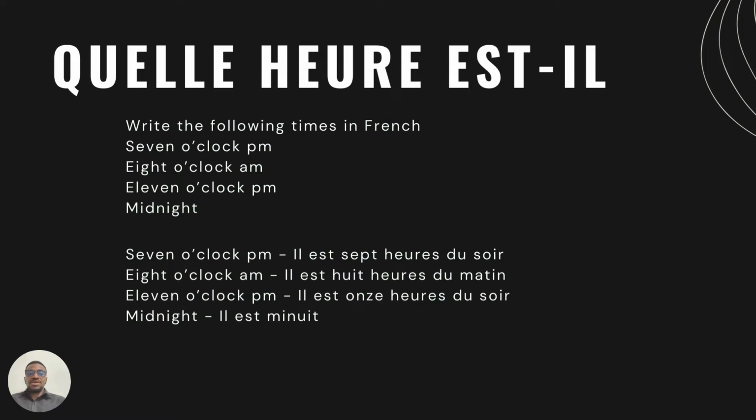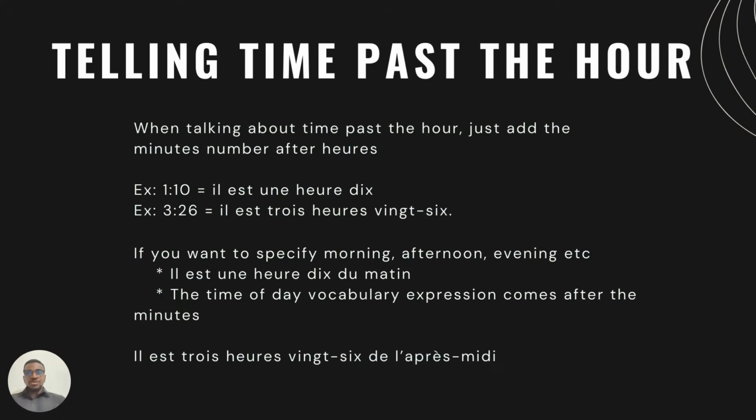And then we have 8 o'clock a.m. That's il est 8 heures du matin, because it's 8 in the morning. And then we also have 11 o'clock p.m. Il est 11 heures du soir. And for midnight, we have il est minuit.